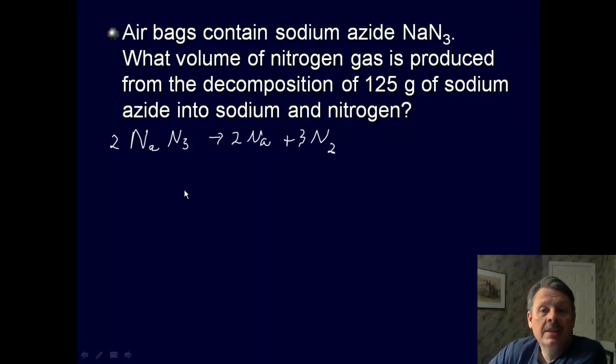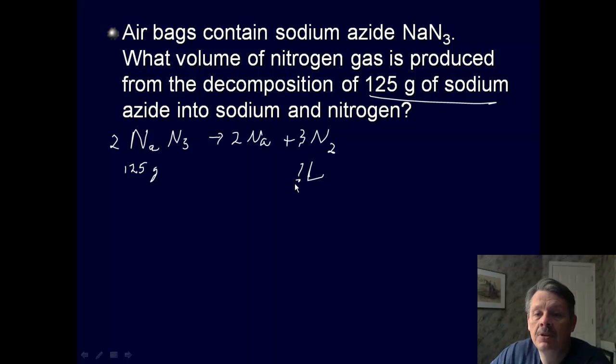Did you get there? Alright, well now that you have this, you should be able to go and start with your 125 grams of sodium azide and work your way through the problem. So, pause the video, see if you can do that on your own. Alright, so we have 125 grams of sodium azide, and we're trying to figure out how many liters, because we're looking for volume, how many liters of nitrogen gas we have. Alright, so let's go ahead and do this.